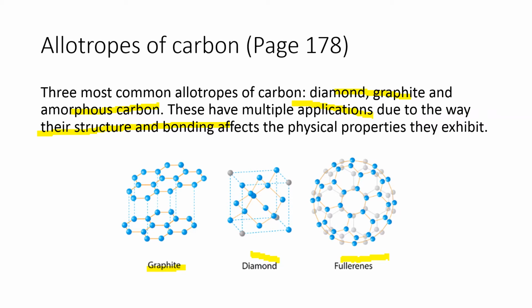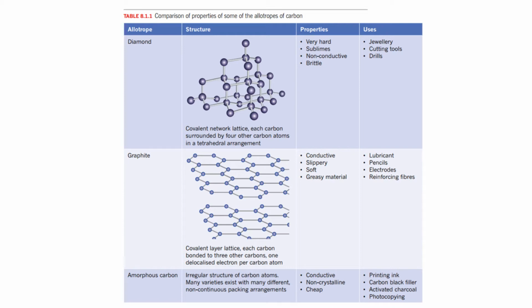And what you can see here, each of these elements consists of carbon atoms only, but in different physical forms. There are different physical forms of carbon elements. So I'm going to move on to the next slide. Alright, so we have diamond.